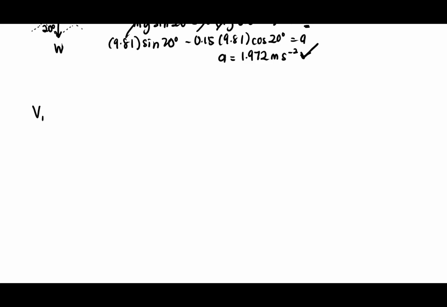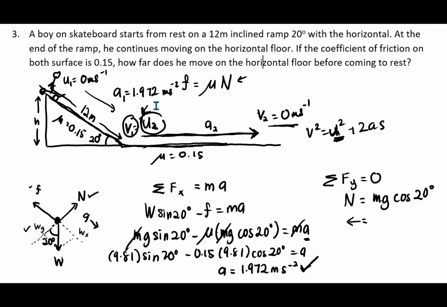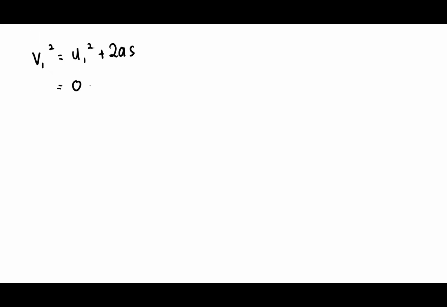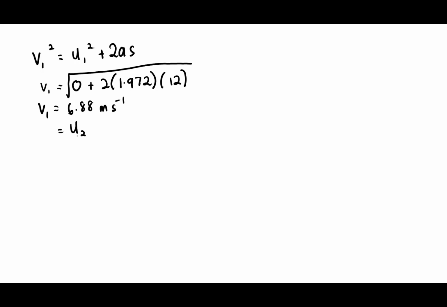So let's find the v1. I'm going to use the kinematic equation here, v1 squared equals u1 squared plus 2as. But do I have the s? Yes, I do, and that is 12 meters over here. Okay, let's do this. So the v now is 6.88 meter per second. Sorry, this is v1. I forgot to square root everything. There you go. All right, now that we got the v1, it now becomes the u2.